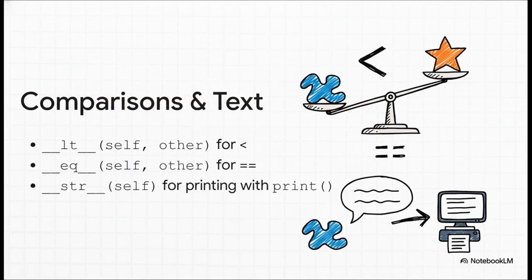And then, of course, you can define your own rules for comparisons and for how your object looks when you print it. You can tell Python exactly what it means for one of your objects to be less than or equal to another. And that __str__ method? Oh man, that one is so important. It controls what you see when you print your object, which makes debugging your code a million times easier.